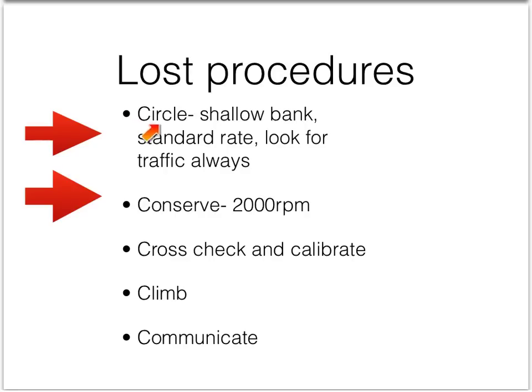So, lost procedures. You're going to circle with a shallow bank and standard rate turn and continue looking for traffic. Stay in your location. Next, conserve your fuel. Go ahead and pull back your power to 2,000 RPM.